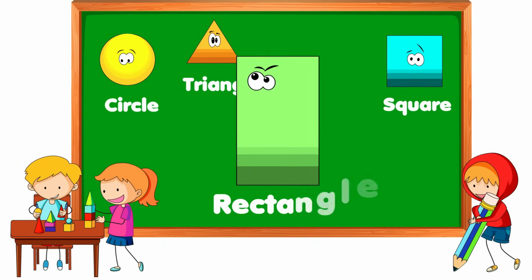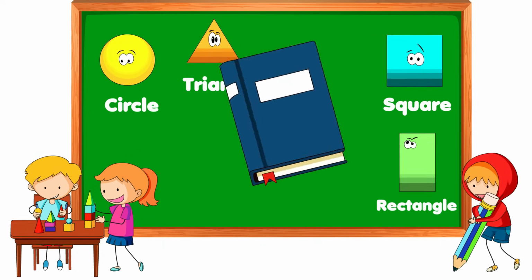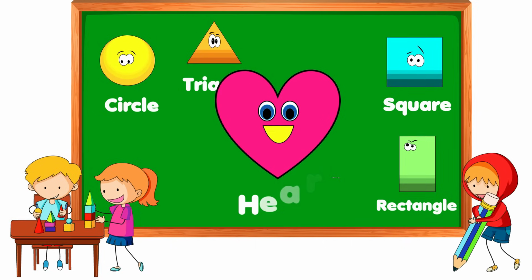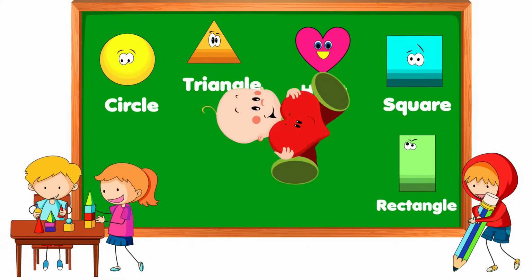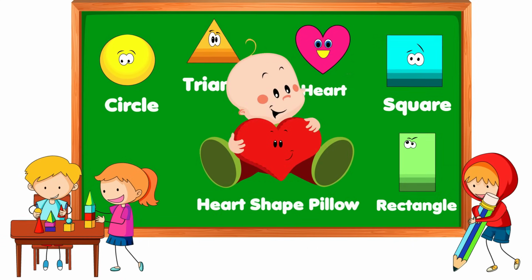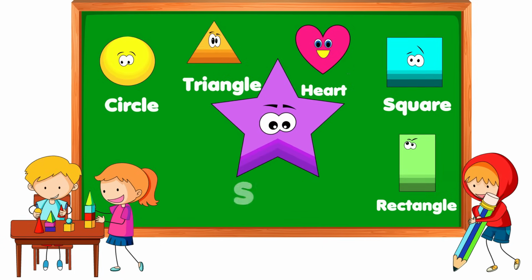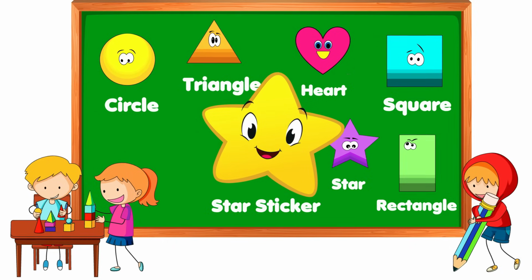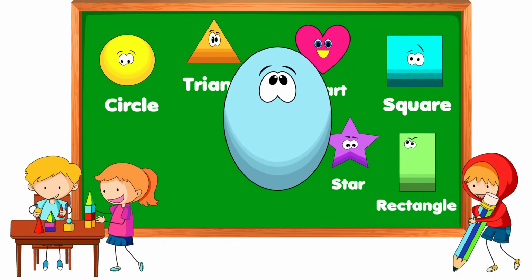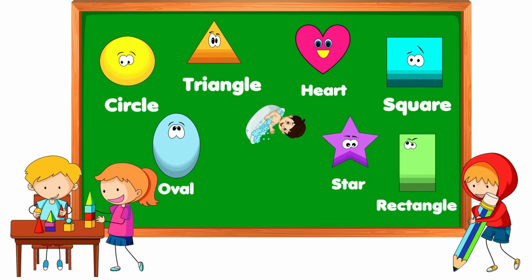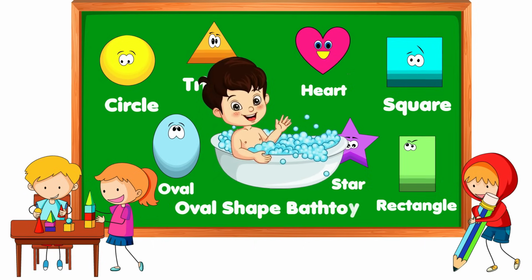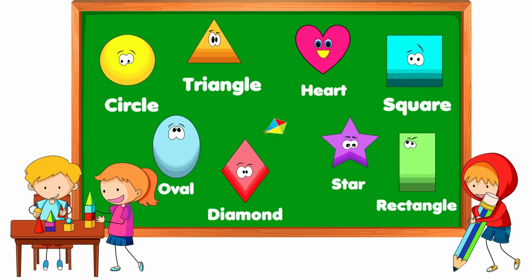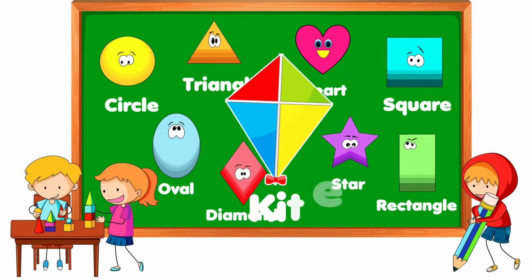Rectangle. A rectangle book. Heart. A heart-shaped pillow. Star. A star sticker. Oval. An oval shape. Diamond. Kite.